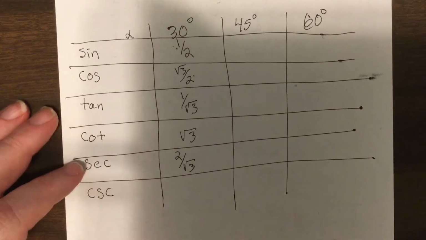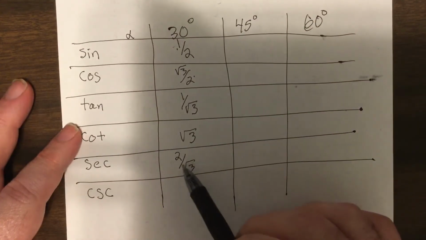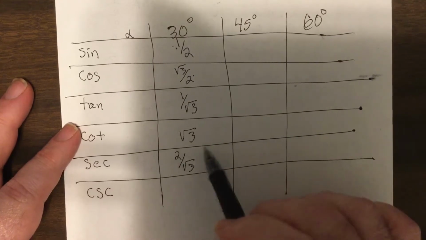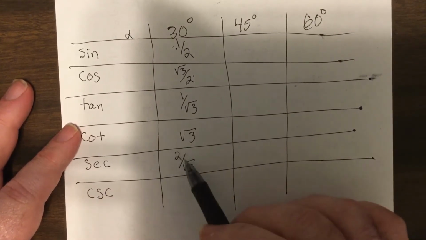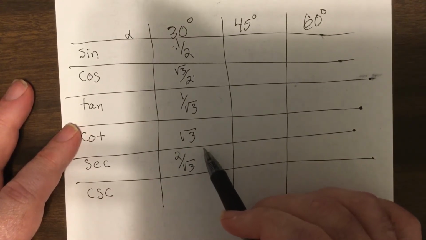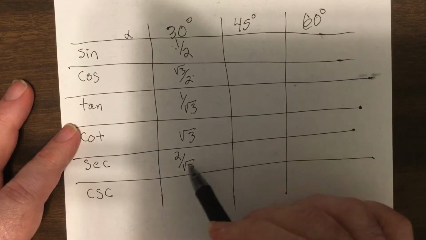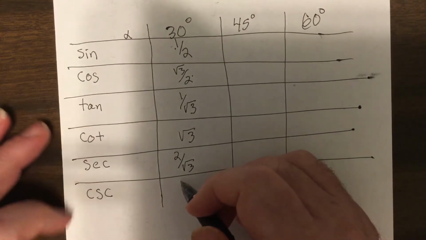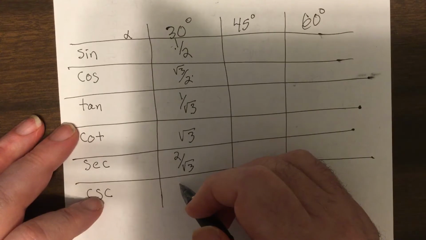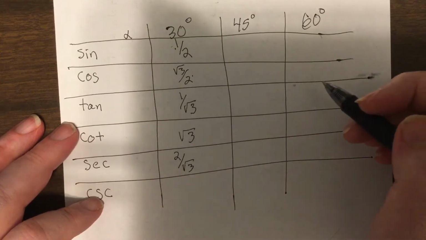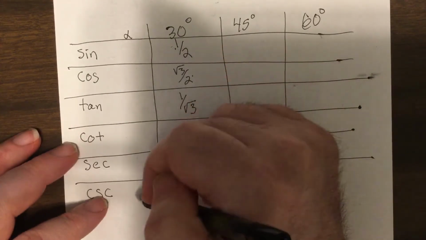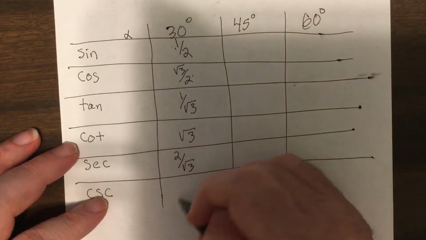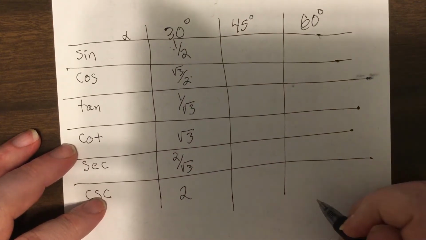Now, if you remember square roots, you're supposed to rationalize the denominator. But for my class, you can leave it like this if you want. Or you could write it 2 square root of 3 over 3. But I like this, it's okay. If your other teacher in the future says you must rationalize, then rationalize, that's fine. And then cosecant 30 is the reciprocal of sine 30, so it'd be 2.